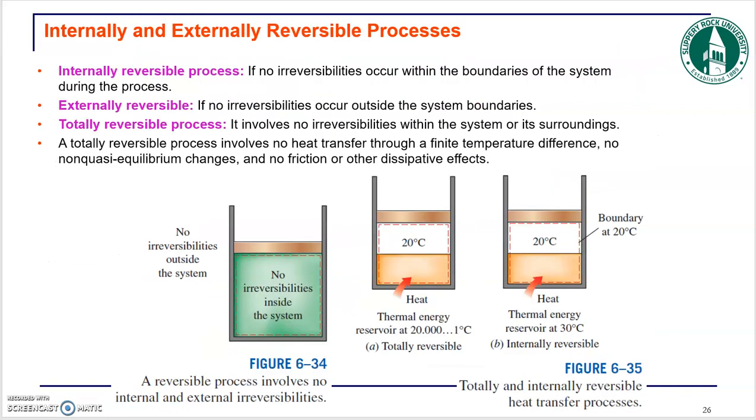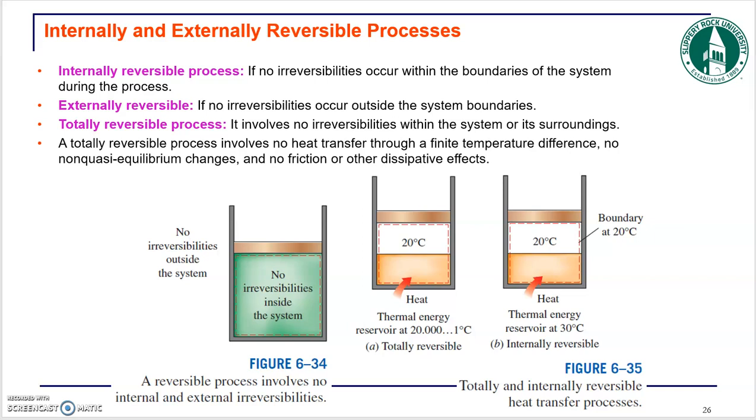So some more definitions here for you. We have an internally reversible process, which means that within your system there are no irreversibilities occurring. Externally reversible means that nothing happened to your surroundings in terms of irreversibilities. And a totally reversible process is a process which is both internally reversible and externally reversible. So these are some definitions.